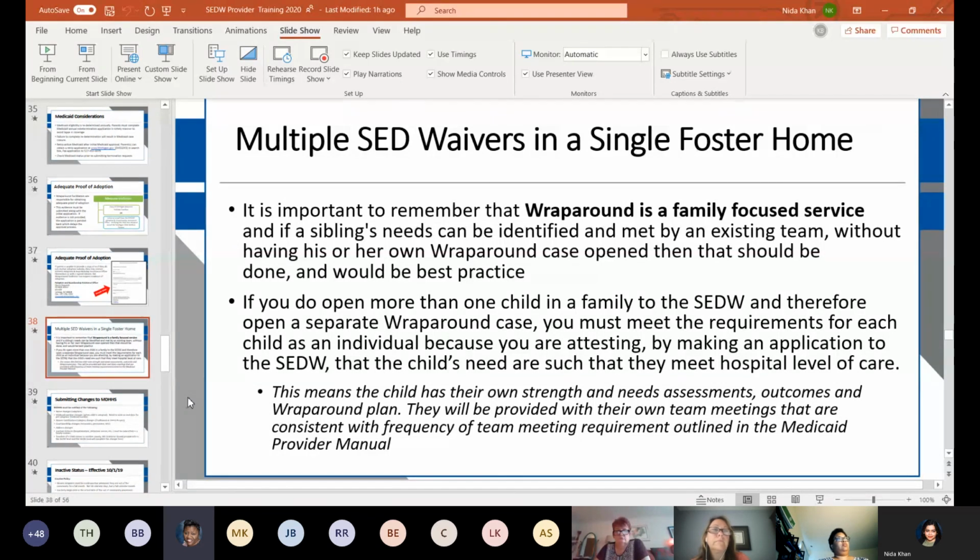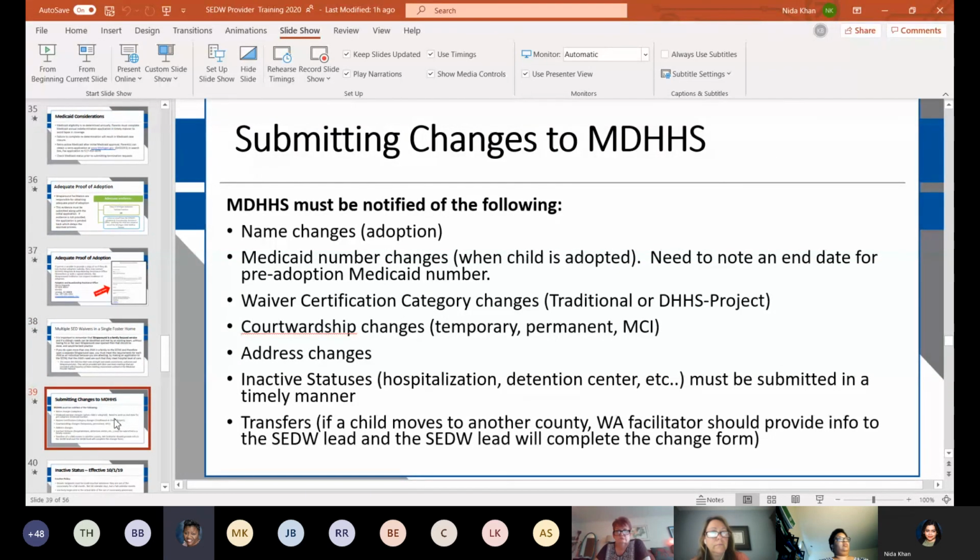So now let's go back and focus more on submitting the changes, and why that's important for the SED waiver. Some of the common changes that we have here in Oakland County are name changes, which would be primarily specific to our foster care population, because oftentimes an adoption does occur and is finalized while the child is receiving services through the SED waiver. Most of the time, I find the child's name does change. So it's important that that information is communicated to Marissa or myself, Elf, in a timely manner. Even if there isn't a name change, a Medicaid number, which is the second bullet point, will change once the child is adopted.